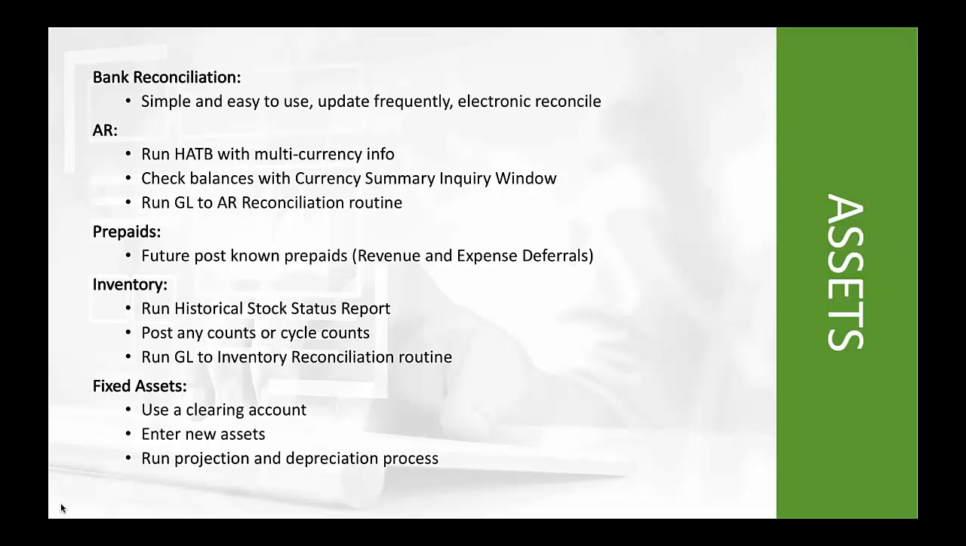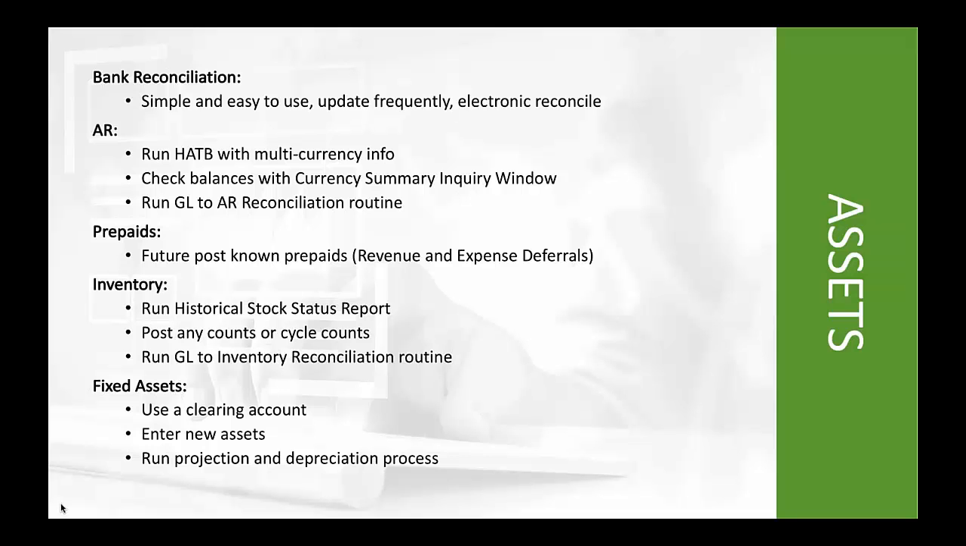We recommend here making sure that you use clearing accounts with fixed assets so that at month end, if there's a balance in the clearing account, it hasn't been set up in the module, you've got to go in there and set it up. And at the end of the month, the other thing that's nice is you can run a projection against fixed assets depreciation. So it'll tell you, hey, how much is my depreciation going to be? And you can run that projection report before you actually push the depreciation through to the GL. So strong module there.